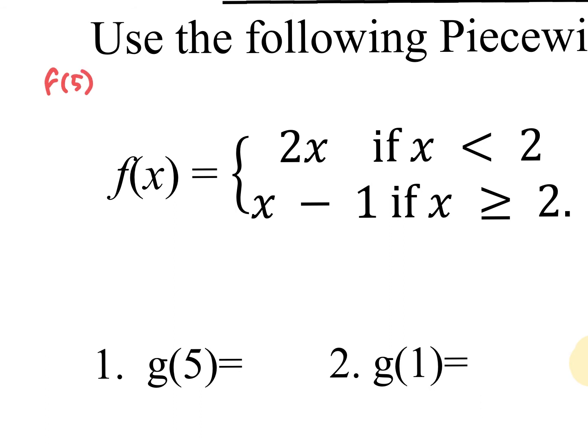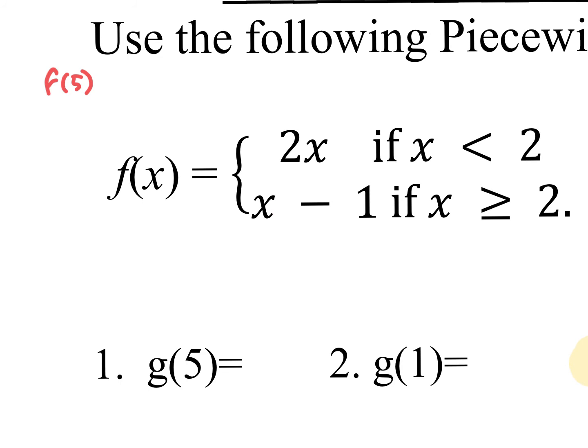Where am I going to plug it in? To the top one or the bottom one? Bottom one, right? Why the bottom one? Because the input 5 is definitely greater than 2. And if you're thinking, oh, but it's not 2, what about the equal? It says greater than or equal to. So as long as it's greater than or equal to, use the bottom one. So what would my answer to f of 5 be if we're using this bottom function y equals x minus 1?